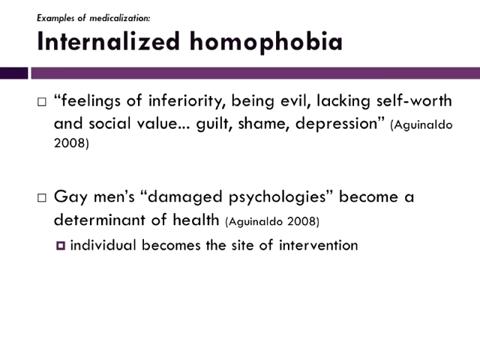And Aguinaldo has done some really interesting work in an article called Homophobia is Killing Us, which positions gay men as having damaged psychologies because of internalized homophobia, and really links this to becoming a determinant of health. So instead of looking at structural factors, which is a theme we've talked about lots at this summit, it's gay men who have these damaged psychologies that are the problem. And so as a result, the individual becomes a site of intervention, and things like counseling are used to repair the damage so that these men can go and have healthy sex lives and not experience these health inequities that we talk about often.